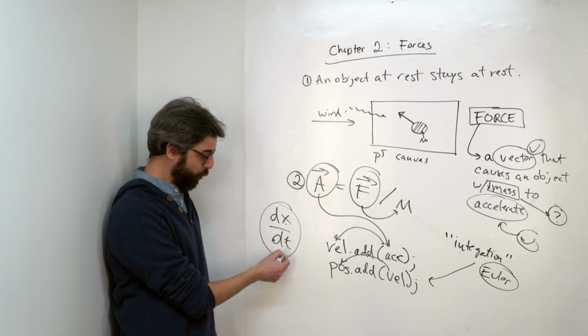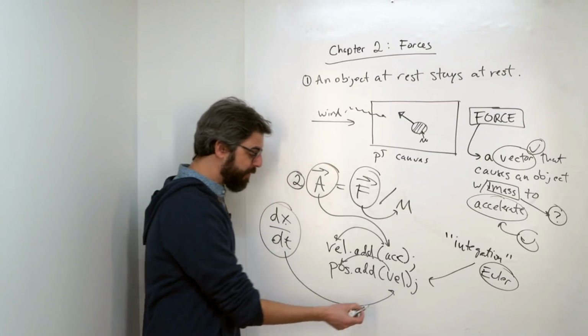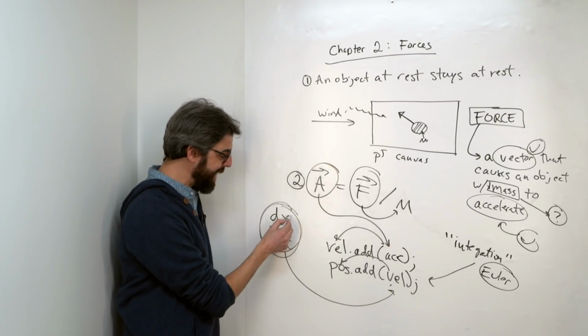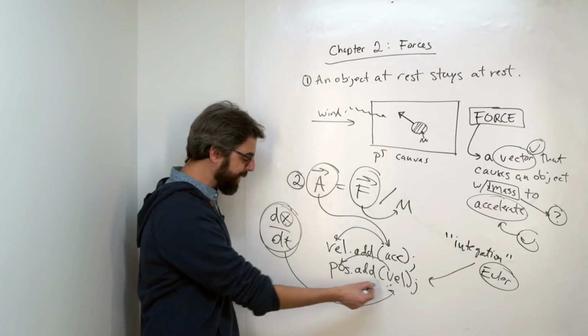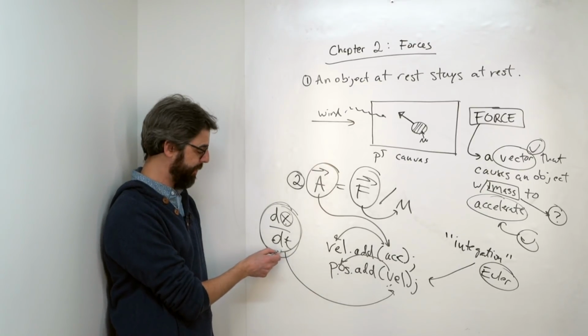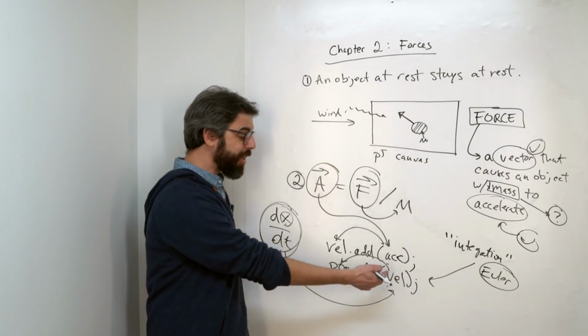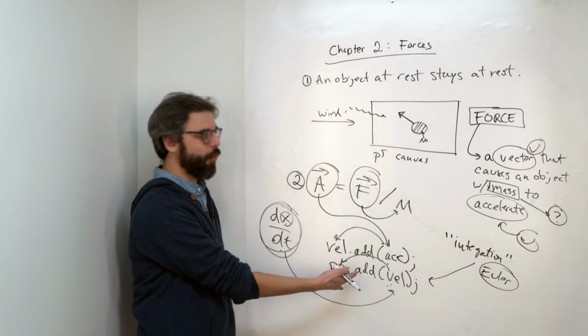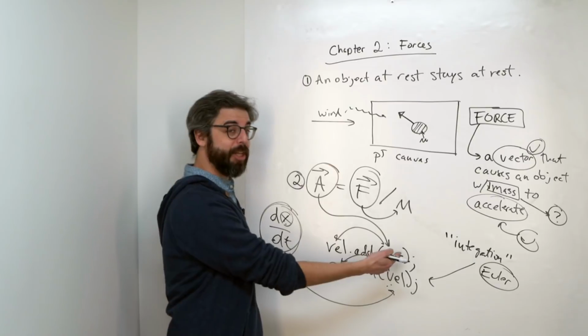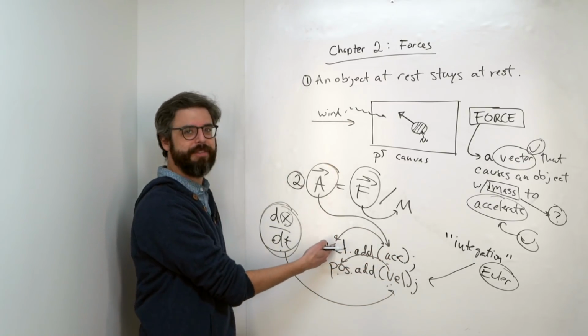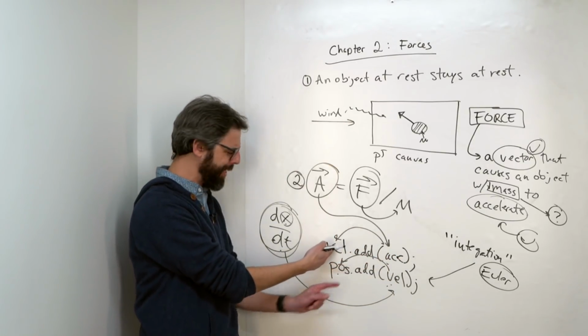This is actually what velocity is doing. Velocity is dx dt if x is position. Velocity is the change in position over time. Acceleration is the change in velocity over time. So velocity can be thought of as the derivative of position, and acceleration can be thought of as the derivative of velocity. But I'm not going in that direction.